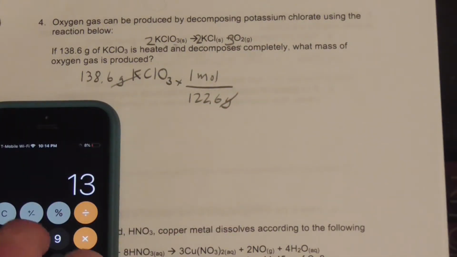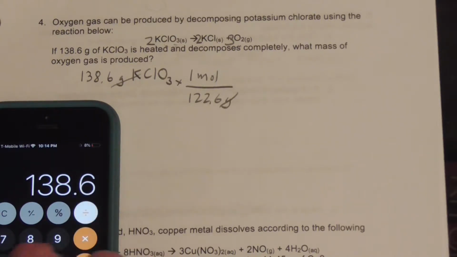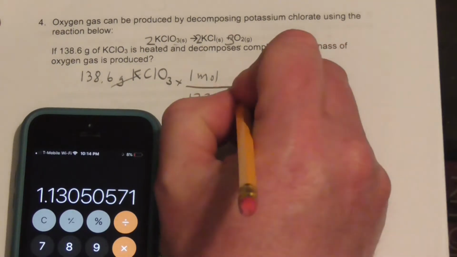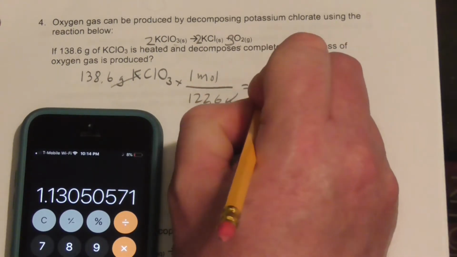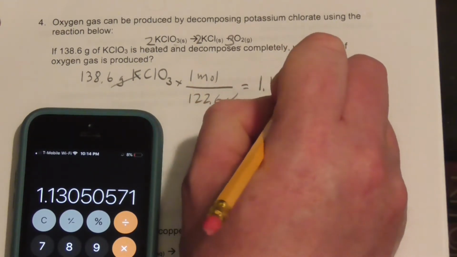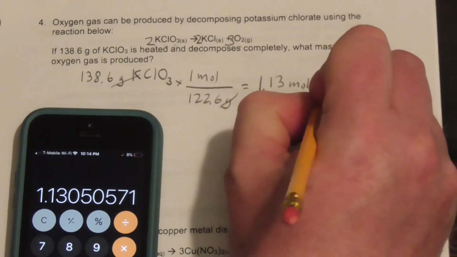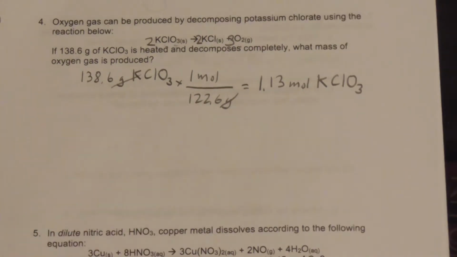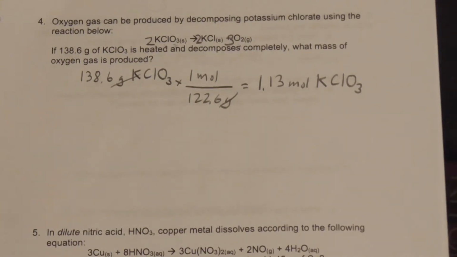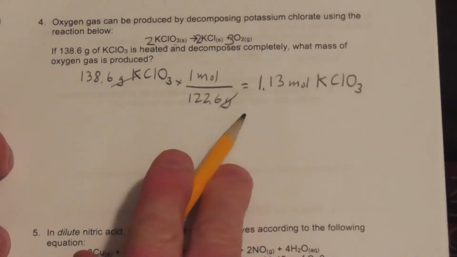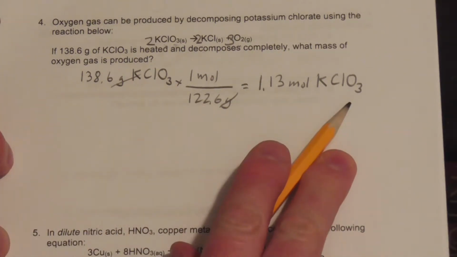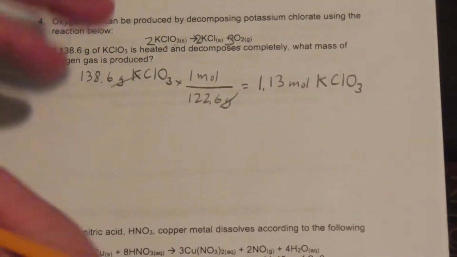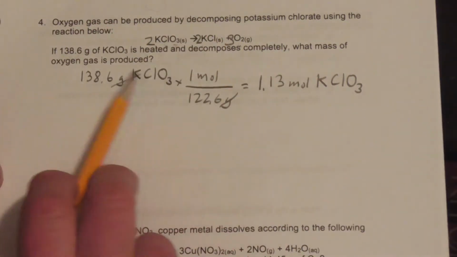So 138.6 divided by 122.6 equals 1.13 moles of potassium chlorate. Always write your units so that you can keep track of what you're working with. Okay, so from there, I have my moles of potassium chlorate. Now I can convert moles of potassium chlorate into moles of oxygen.